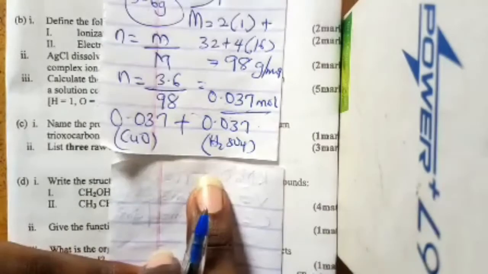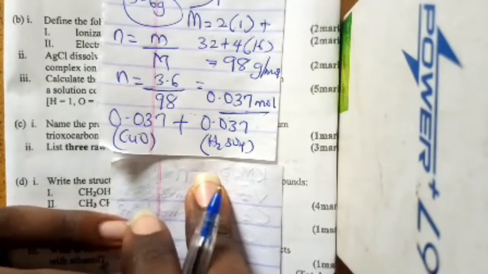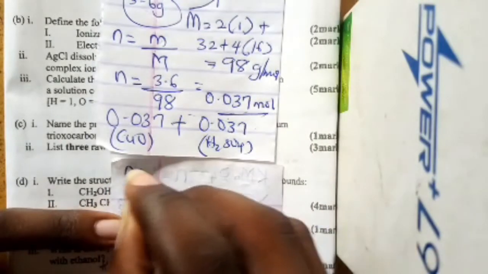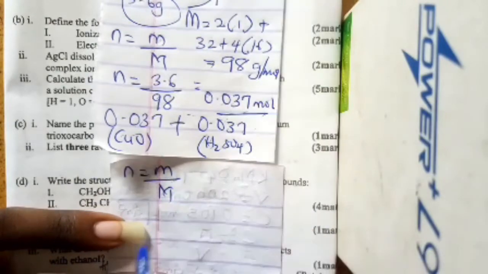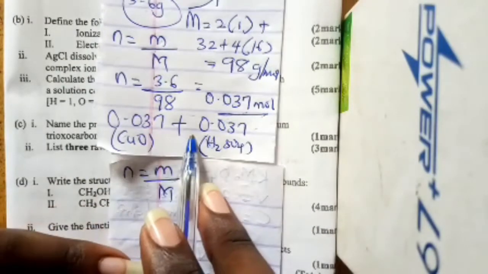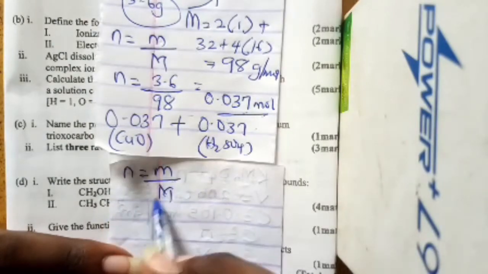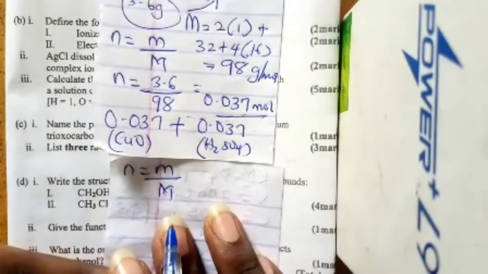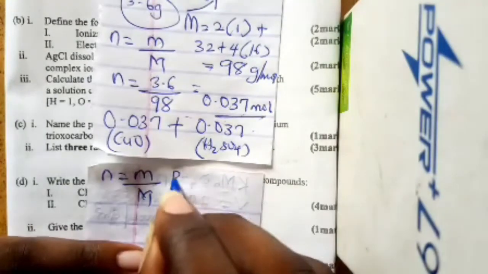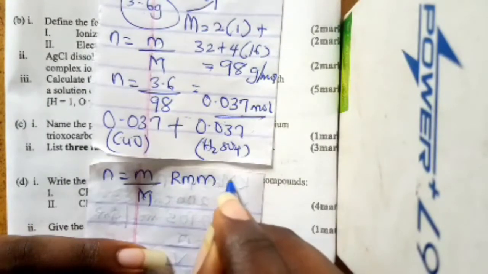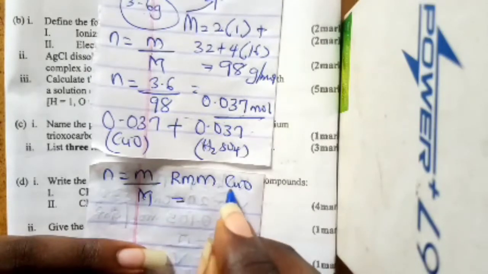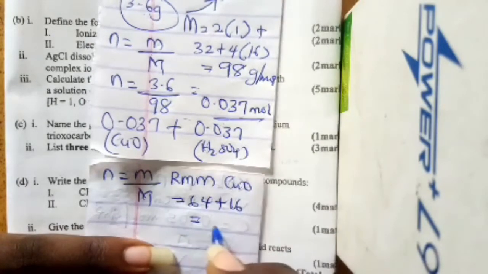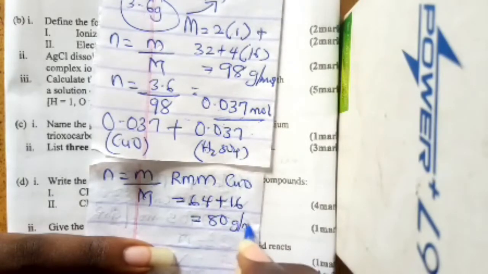So we have to find the mass of copper II oxide, which will be reacting with 3.6 gram of H2SO4. Now, since we know already the number of moles of the reacting element, 0.037, using that same relationship now, in this case, we need to find the molar mass of copper II oxide. So to find the relative molecular mass of copper II oxide, the atomic mass of copper is 64, oxygen is 16, which gives us 80 gram per mole.